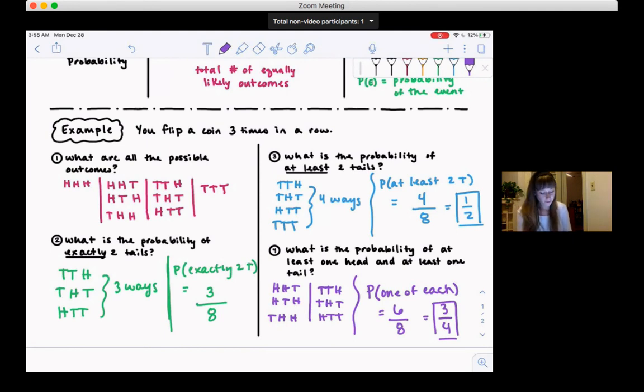All right, so that's just a very basic overview of probability. And in our next 2 lessons, we're going to explore 2 different facets of probability.